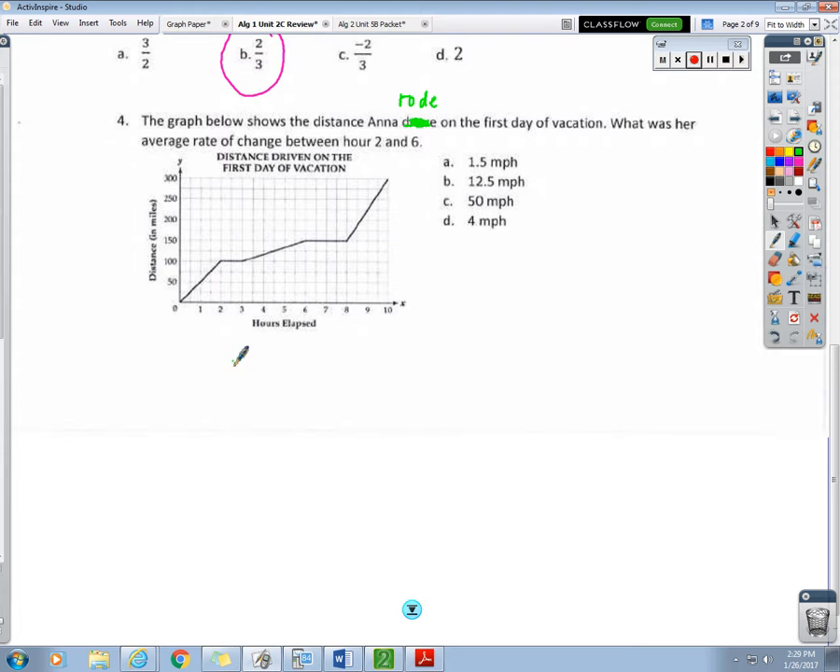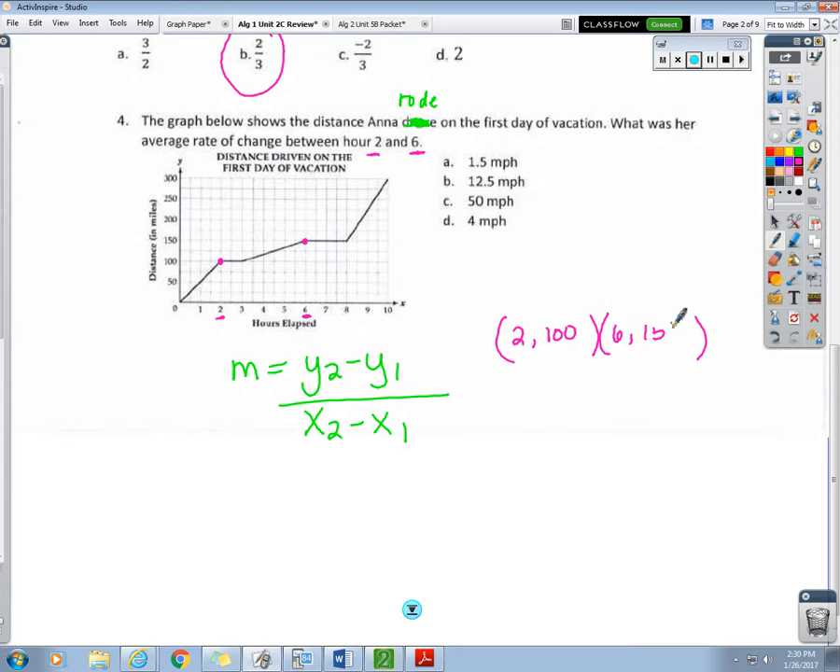And we all know that the slope formula is y2 minus y1 over x2 minus x1. Well, to be able to use that formula, you have to have 2 points. Now, they gave us the points they want us to use, though. They said between hour 2 and hour 6. On the x-axis, hour 2 is right there, and hour 6 is right there. So you need to go up to where the graph is and find its corresponding y value. So the first point is what? 2, 100. And then the second point is 6, 150. And so that's your x1, y1, and your x2, y2. And so you just plug them in.